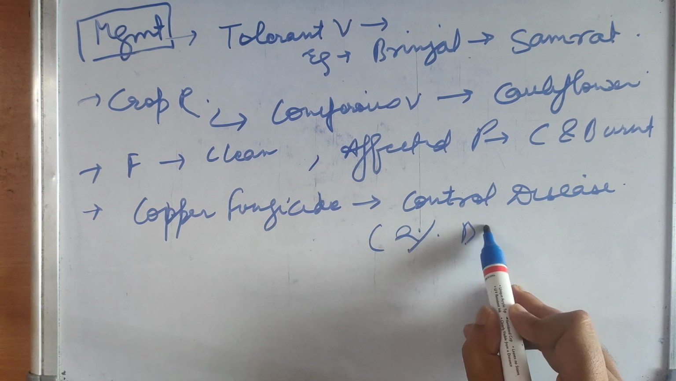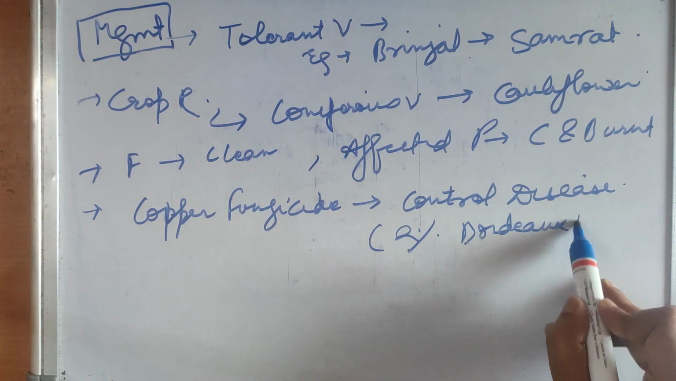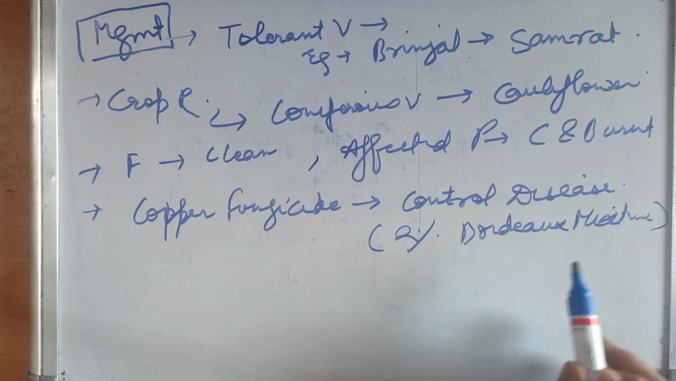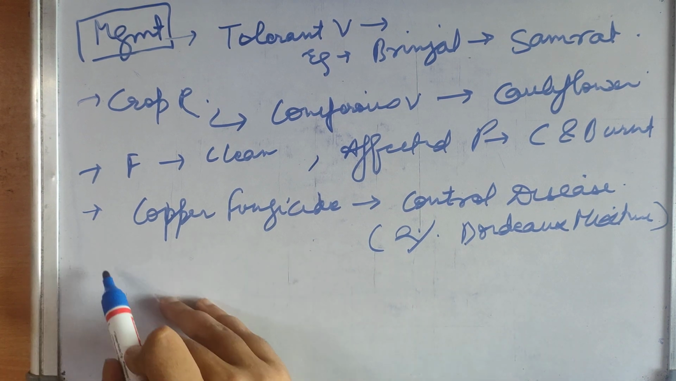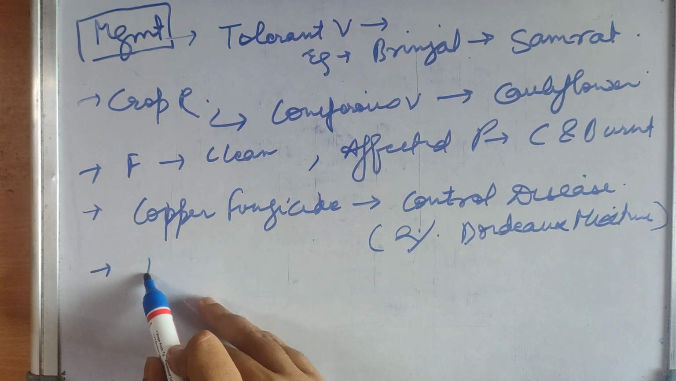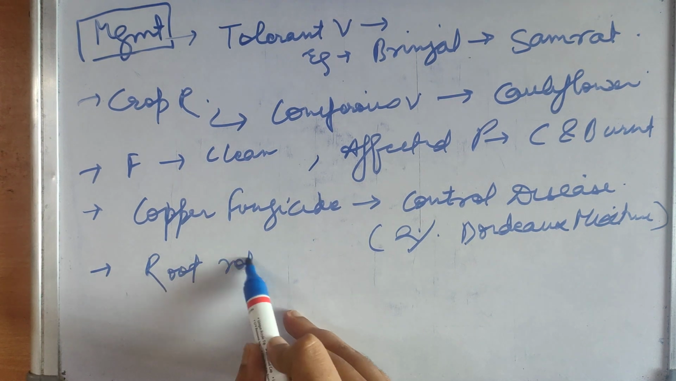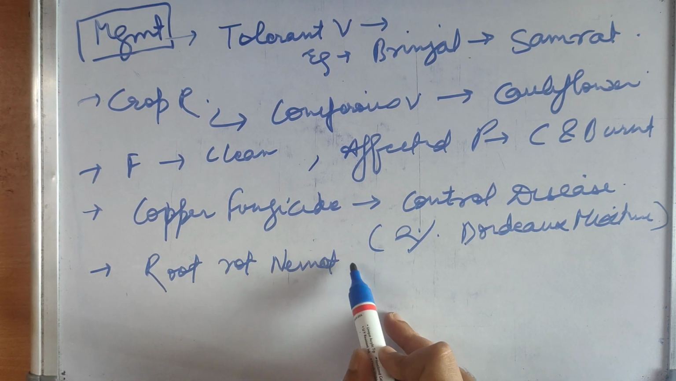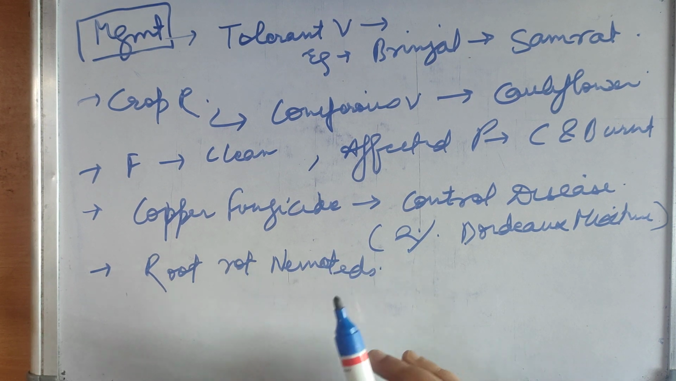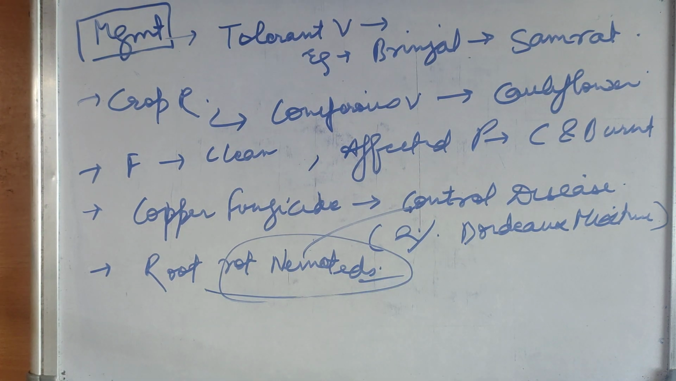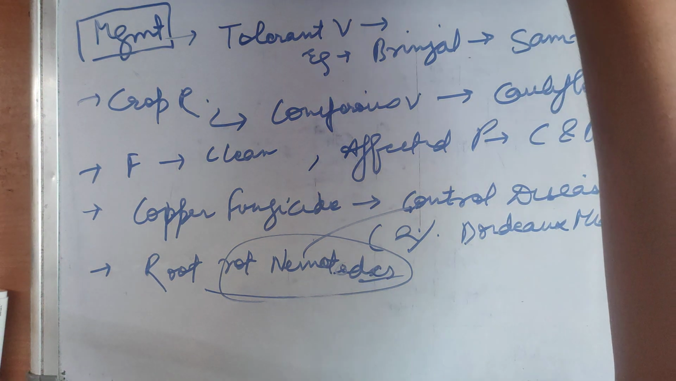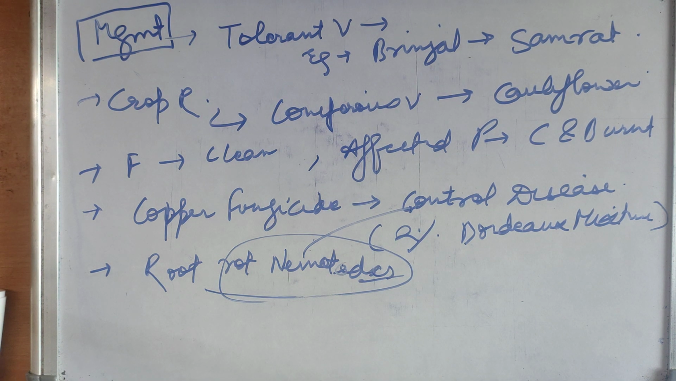With 2% Bordeaux mixture. Disease is more prevalent in the presence of root knot nematodes, and disease is more prevalent in the presence of root rot nematodes. So we need to control these nematodes. So these are the management of bacterial wilt of solanaceous crops.